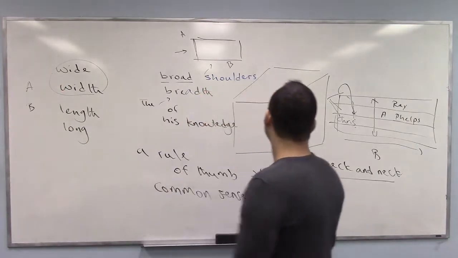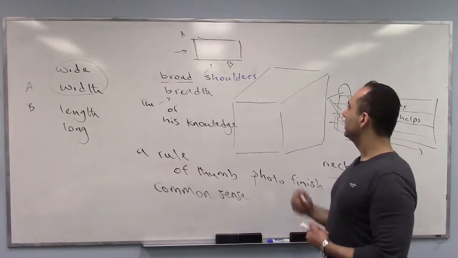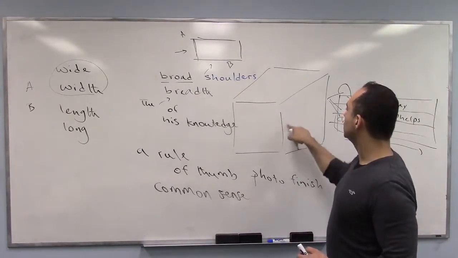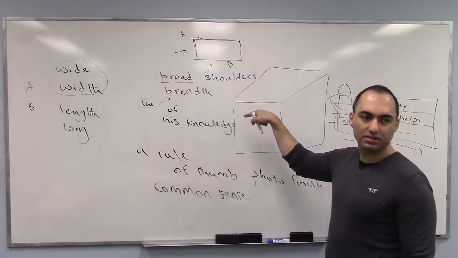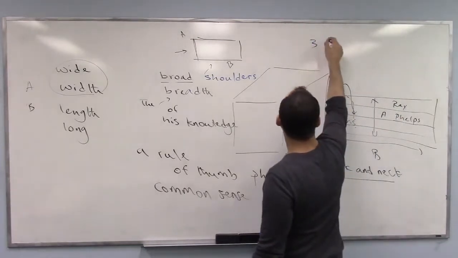Now, when it comes to a cube, it has how many? 1, 2, 3 different whats? 3. We say 3D.